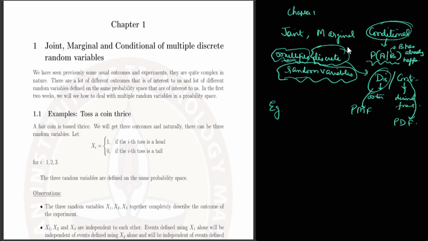Okay, now let us start. We have seen previously some usual outcomes and experiments. They are quite complex in nature. There are a lot of different outcomes that are of interest to us, and a lot of different random variables defined on the same probability space that are of interest to us. In the first 2 weeks we will see how to deal with multiple random variables in a probability space.